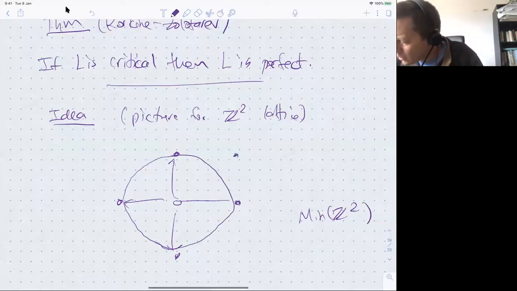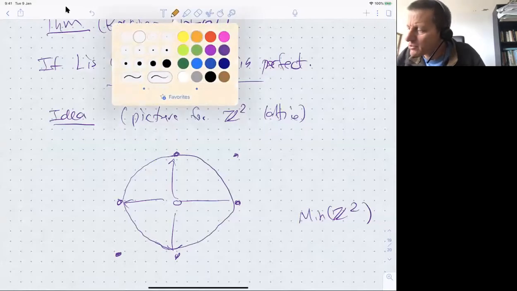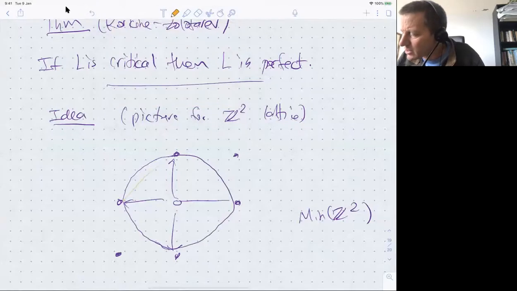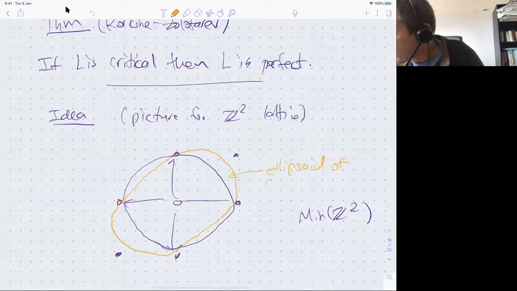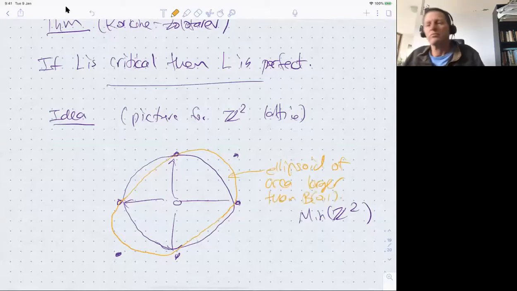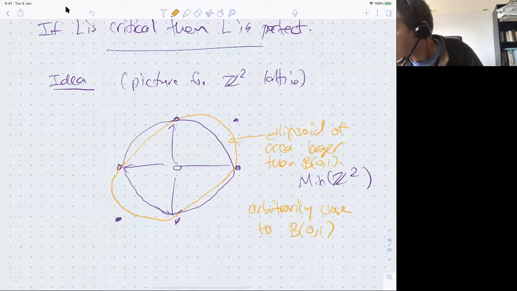And there, let's draw two other lattice points here. If you think about these two lattice points, you can think about an ellipsoid that's close to the unit ball, but sticks out in the direction of these other vectors. And we're going to show this is an ellipsoid of area larger than the ball and arbitrarily close to this ball. We can find such an ellipsoid.